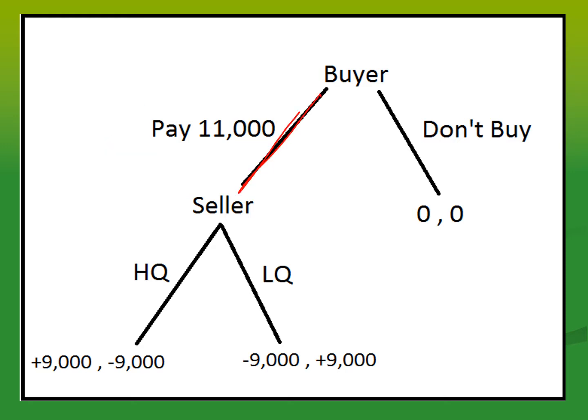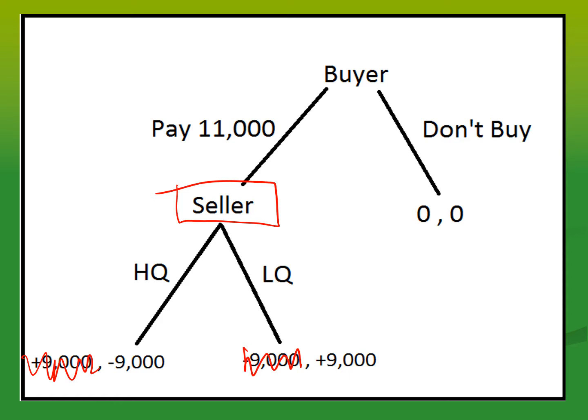If the buyer pays the $11,000, then the seller gets to decide: do they sell a high quality car or a low quality car to the buyer? They can distinguish this quality, whereas the buyer cannot. So to do an extensive form game, we have to use backward induction, and we have to start at the end of the game. At the end of the game, we are seeing player 2 making a choice.